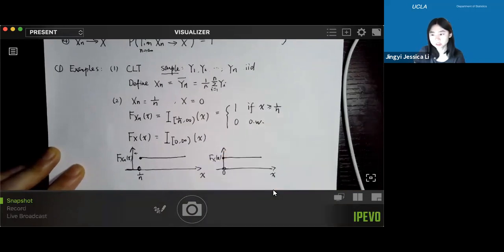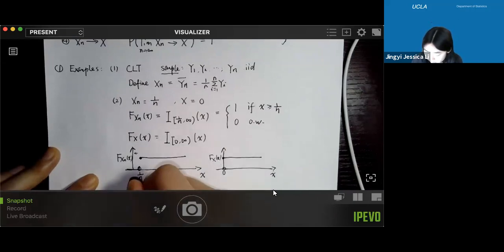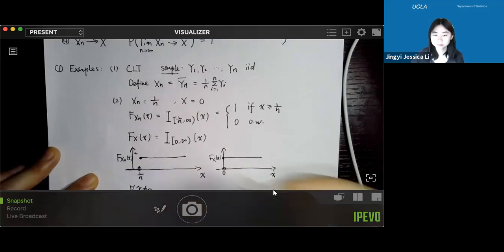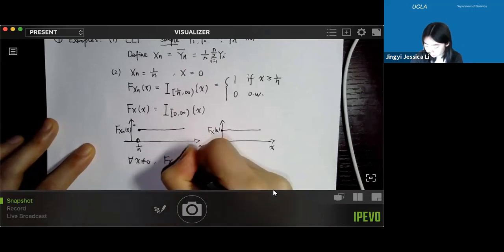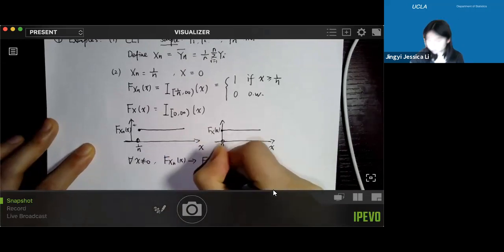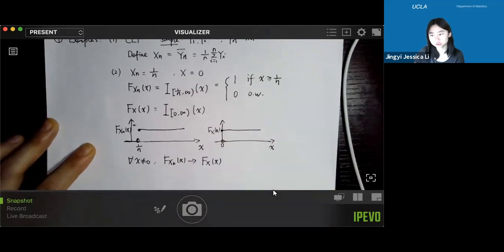Therefore, we can intuitively see that for all the values except 0, for all the values to the negative side or any positive x, my F_Xn(x) will converge to F_X(x) for sure. So what I'm saying is that for any x that is not 0, I have F_Xn(x) converging to F_X(x). So I have that. How about 0? 0 is a tricky point.